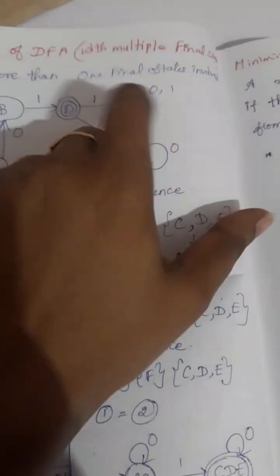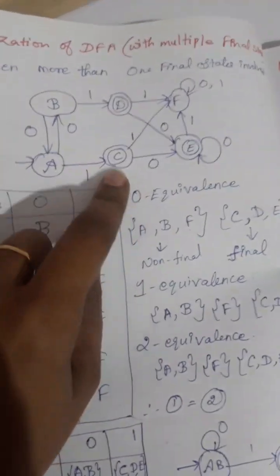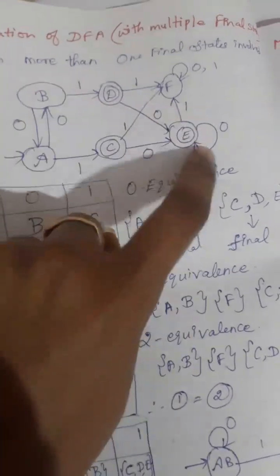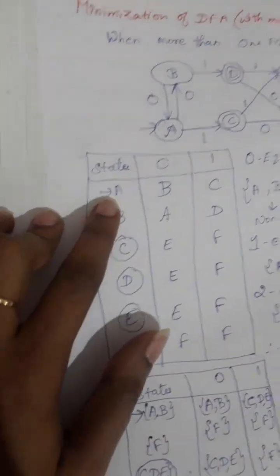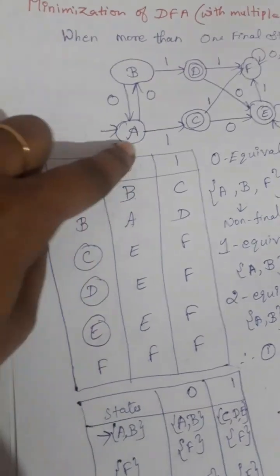Minimization of DFA with multiple final states. We are having final states C, D and E. This is the transition diagram. We are writing the transition table for this. A is the initial state.